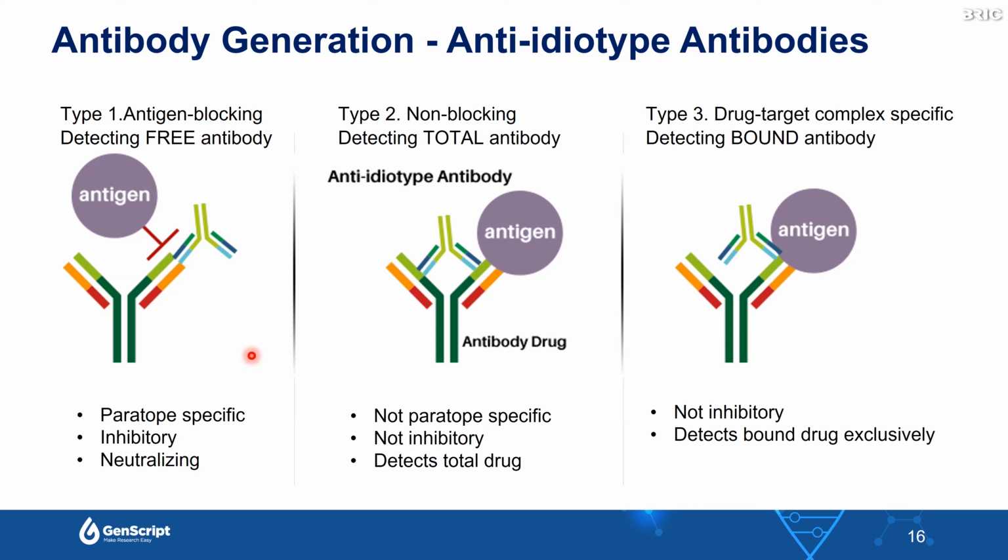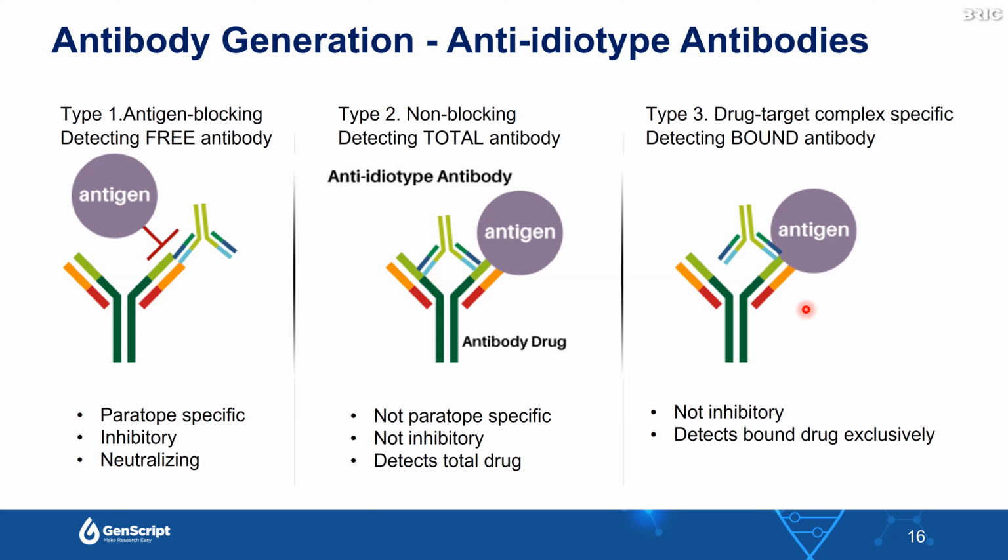There are three types of anti-idiotypic antibodies. Type 1 is the antigen blocking antibody, which binds directly to the antigen binding site of an antibody drug and directly competes with the target antigens. Second is the non-blocking anti-idiotypic antibody, which binds to, and does not overlap at all with, the paratopes of the antibody drug, allowing the antibody drug to bind to its target antigens and anti-idiotypic antibodies simultaneously.